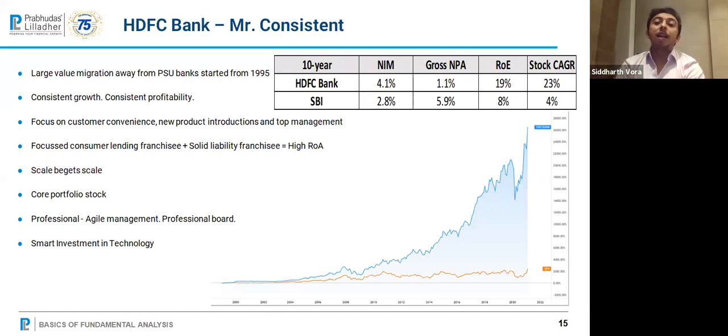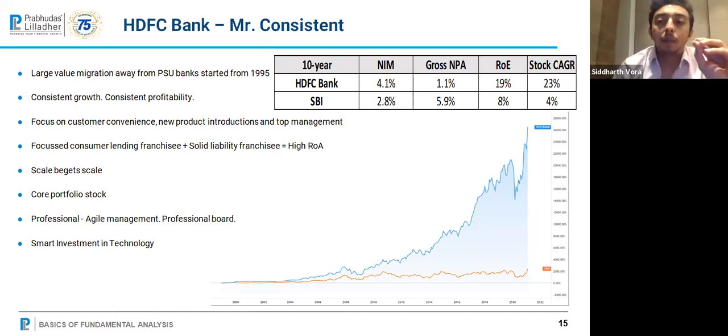Gross NPA. NPA means what? कि अगर मैंने 100 रुपए की लोन दी है तो उसमें से कितना पैसा है जो मुझे वापस नहीं मिलता है. HDFC बैंक का 1.1% उसको वापस नहीं मिलता है. SBI को 6% वापस नहीं मिलता है, which is really bad. That means ROE is going to be higher for HDFC Bank because NIM भी higher है, NPA भी कम है, तो ROE automatically बहुत high हो जाएगा. So HDFC का historic 10-year ROE is 19%, SBI is 8%.